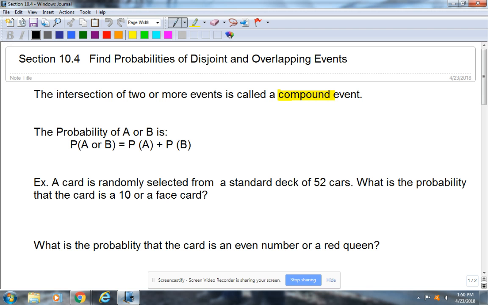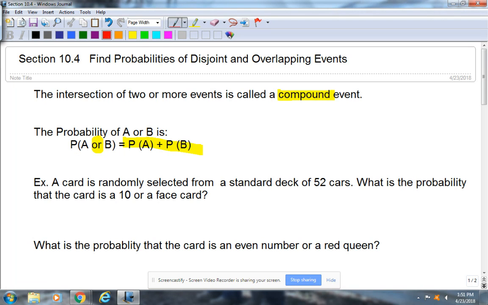Disjoint and overlapping probabilities today. First of all, we have compound events. That word compound, you need to underline it if it's not already underlined or highlighted on your paper. Compound. A compound event is when you've got two or more probabilities happening at the same time. The way we find the probability of a compound event is we add them together, and it'll say the word or. So or means we add.